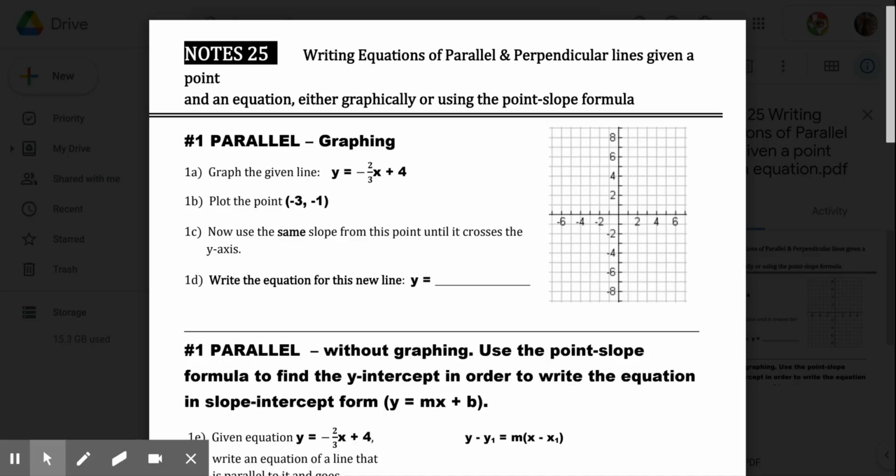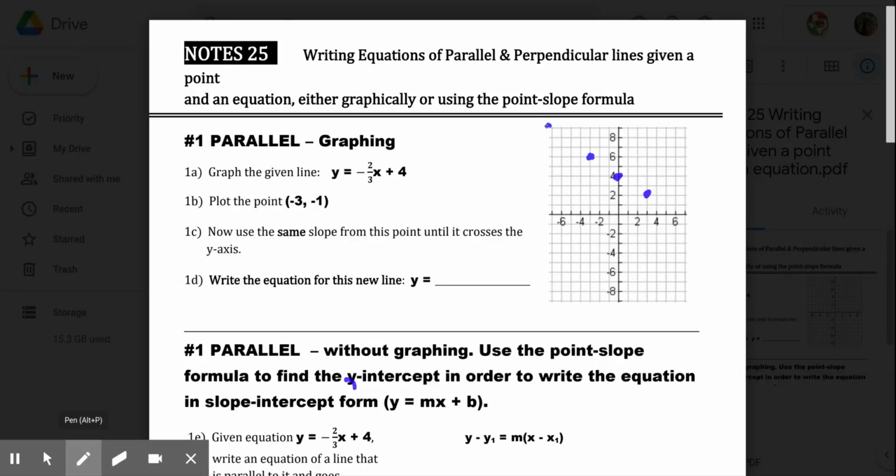All right, notes 25. We're going to write equations of parallel and perpendicular lines. So problem number 1 says graph the line y equals negative 2/3 x plus 4. So I'm going to start at 4 on the y-axis, and then I'm going to go down to the right 1, 2, 3, and put a point. You could have also gone up 2 and left 1, 2, 3.